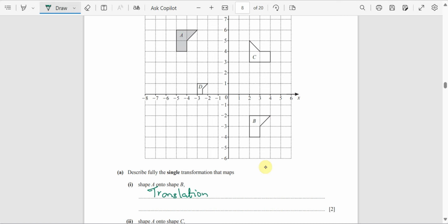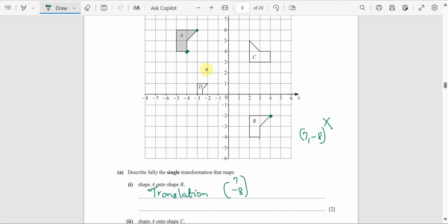Now for it to be translation, we need to get the vector by which it was moved. So I'm going to pick a corresponding point like I'm doing here. So let me count. This is 1, 2, 3, 4, 5, 6, 7. Then 1, 2, 3, 4, 5, 6, 7, 8. So that means it is the vector 7 minus 8. Please, it shouldn't be written as 7 comma minus 8. This is a coordinate, not a vector.